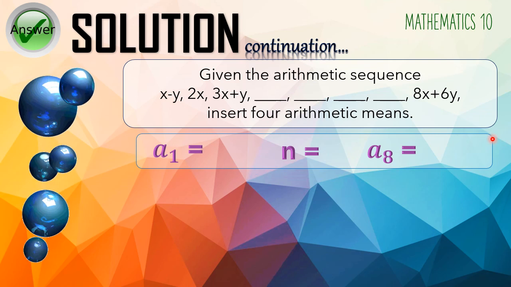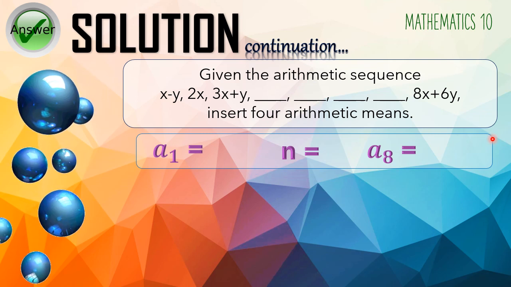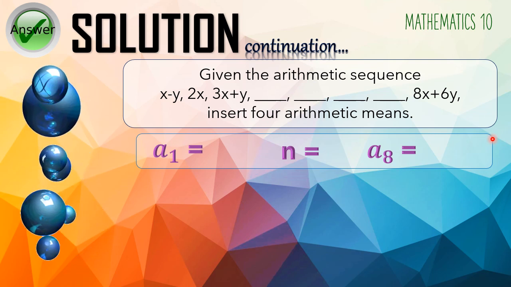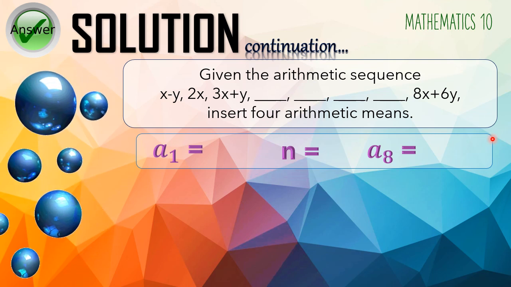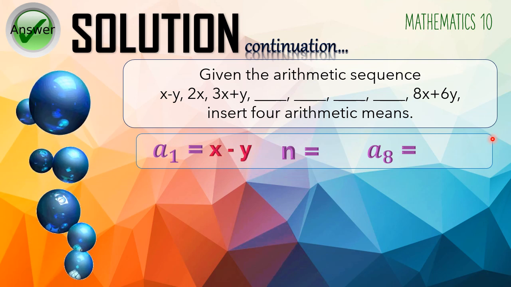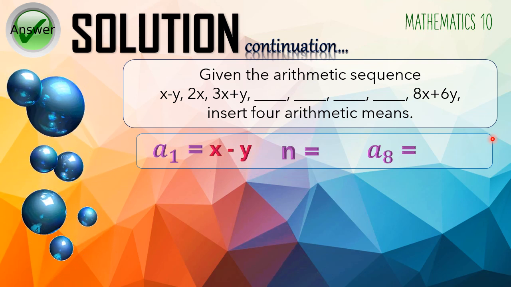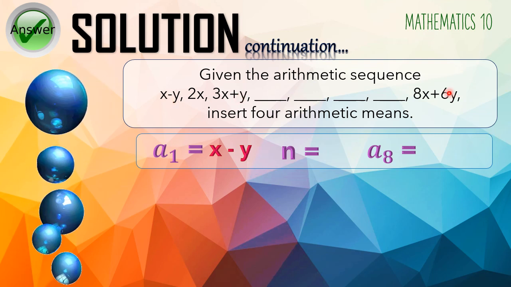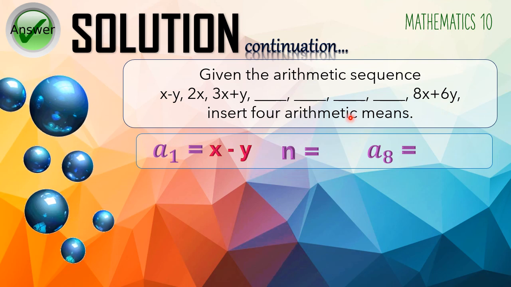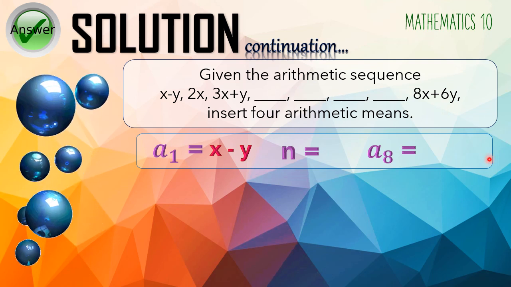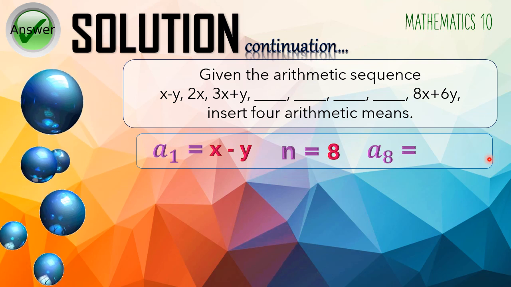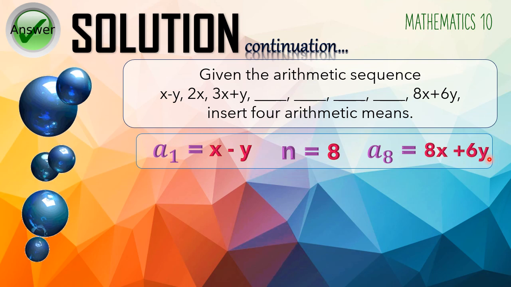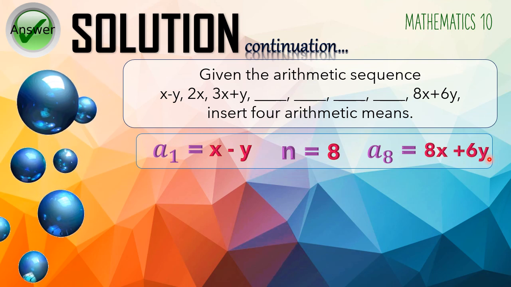Do you think you would end up still with the same answer, even though we have an expression for each term? So let's see. For our a sub 1, we have x minus y. And for our n, how many terms do we have here? We do have 4 given terms, plus we need to insert 4 arithmetic means. That means all in all we have 8 terms. And of course, our last term here, the a sub 8, is 8x plus 6y.